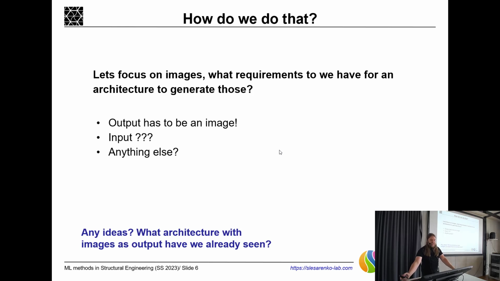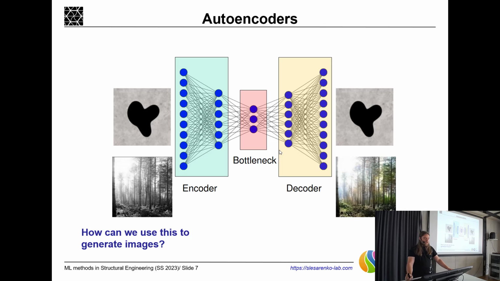Autoencoder. Yes, that's absolutely right. So put in an image and we want to get the same image out. And in between we have this bottleneck. And the big question is, okay, now we get an image here as an output, but how can we use it to generate new images?